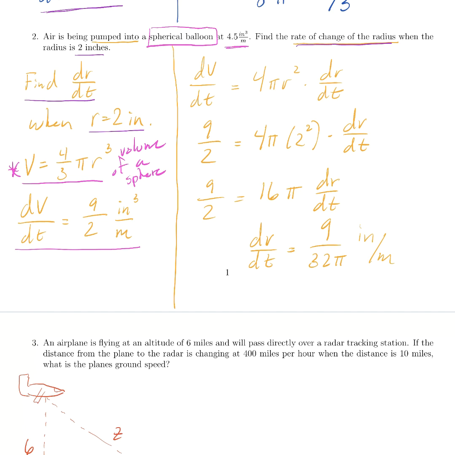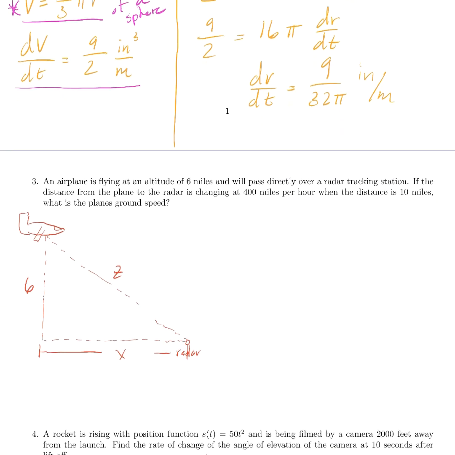Now I can take all that given information. I have 9/2 for the rate of change of volume, 2 for the radius, and I can solve for dr/dt, and I get 9/32 pi. And in this case, we're measuring in inches, so inches per minute.